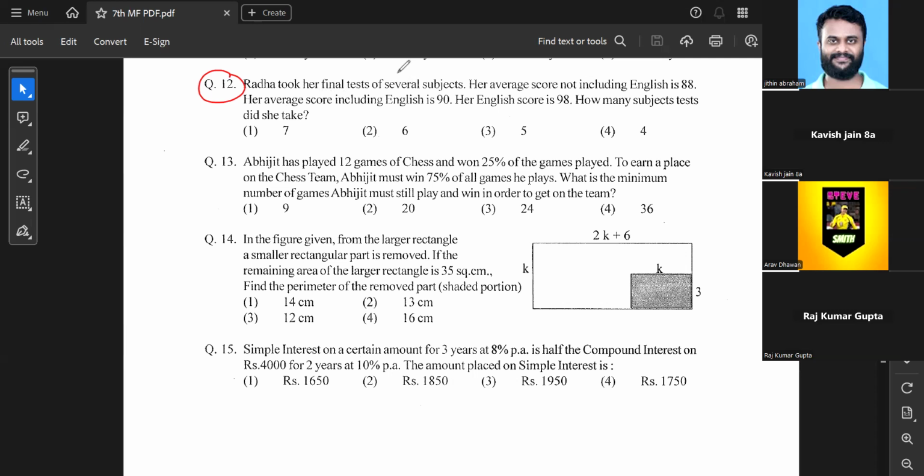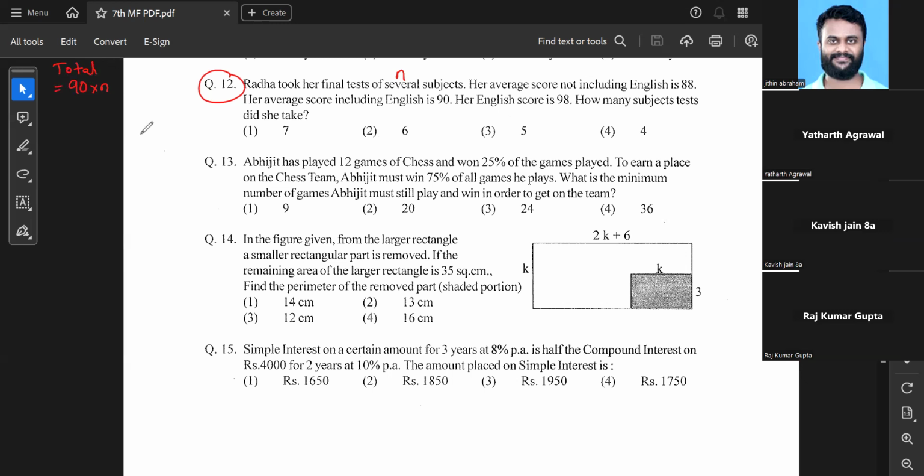Let me consider the number of subjects she has taken is n, which includes English also. The average, including English, is 90. So the total score she has scored in all the subjects is n multiplied by 90. 90 is the average multiplied by n, the number of subjects. That is the total score. Am I clear? Yes, sir. This is the grand total.